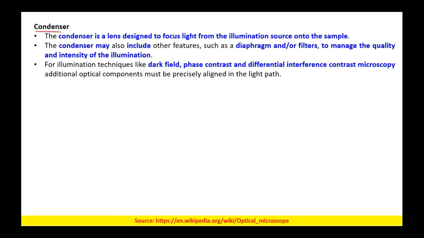Lastly, we have the condenser. The condenser is the lens designed to focus light from the illumination source onto the sample. The condenser may include diaphragms and filters, which allow us to manage the quality and the intensity of the illumination. And for different illumination techniques like dark field, phase contrast, and differential interference contrast microscopy, additional optical components may precisely be aligned in the light path.